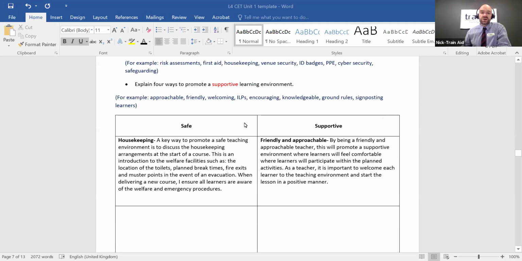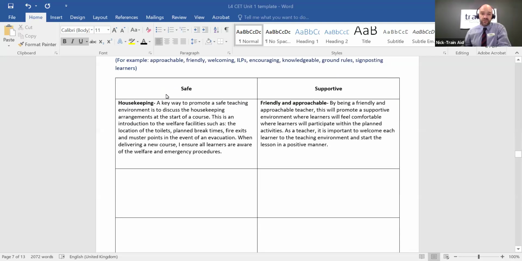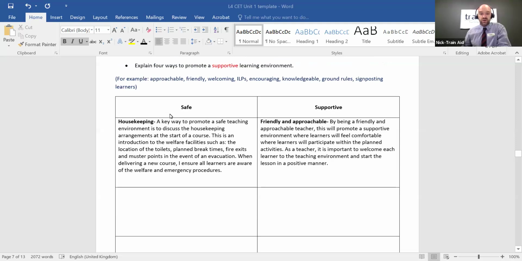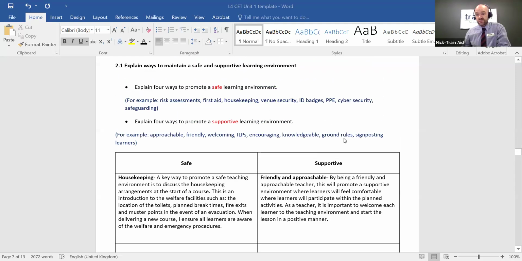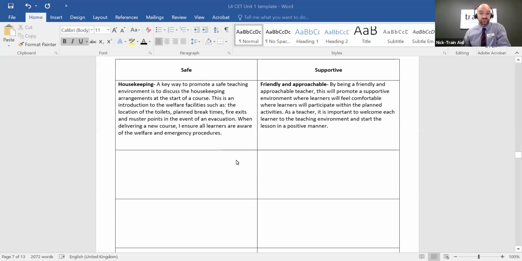So I have started off this question by just putting in two answers there for safety and supportive, which I'll explain just in a moment. But once again, we're looking for 4 ways of each, and we'd like for you to complete this table to reflect on your own teaching experiences. And of course, you can include different examples from the one shown in the template there. So let's go for safety first then.